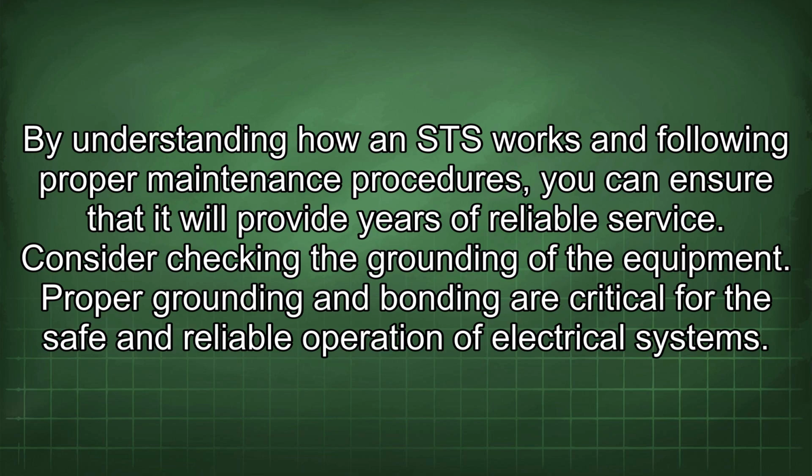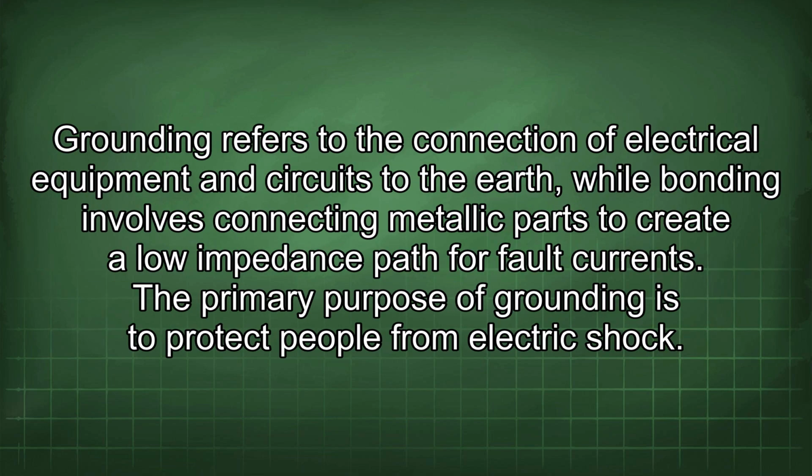Consider checking the grounding of the equipment. Proper grounding and bonding are critical for the safe and reliable operation of electrical systems. Grounding refers to the connection of electrical equipment and circuits to the earth, while bonding involves connecting metallic parts to create a low impedance path for fault currents.